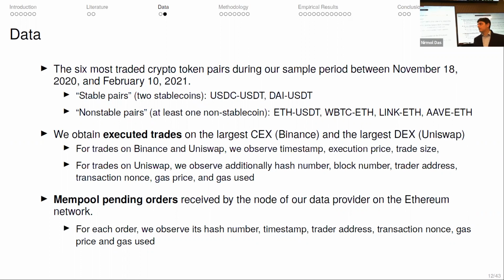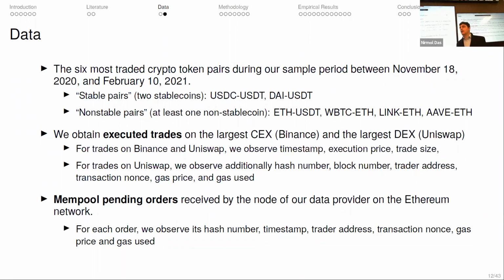And we have both data from trades which have been executed and data from trades which are pending in the public mempool of a validator. For executed trade data, which we can observe both on Binance and on Uniswap, Binance is the largest centralized exchange and Uniswap is the largest decentralized exchange. We observe the timestamp of the trade, when it has been submitted, the execution price, at what price the trade has been executed, and the size of the trade. In addition, on decentralized exchanges, Uniswap being the one we're using, we also see the hash number of the transaction.